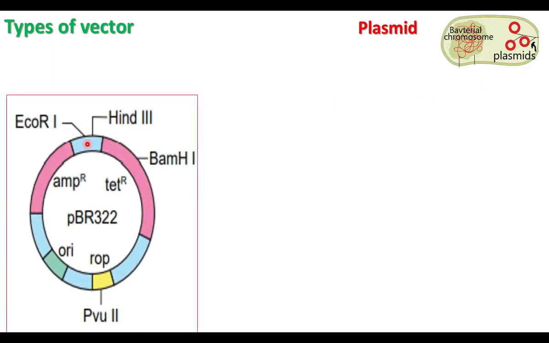It has recognition sites for many restriction enzymes, multiple recognition sites. It has ORI, origin of replication. It has a selectable marker, that is, an antibiotic resistance gene.